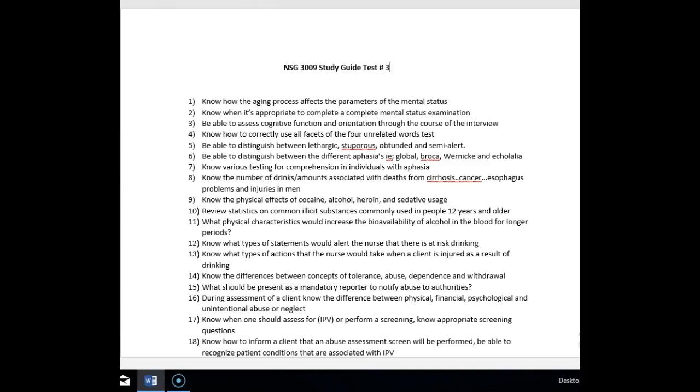And then when you look at people taking amphetamines, it's basically the same type of reaction as someone that's on cocaine. Review statistics on common illicit substances commonly used in people 12 years old or more.